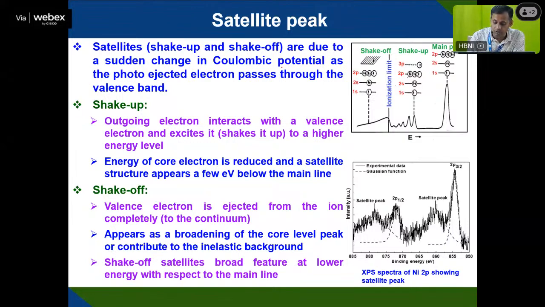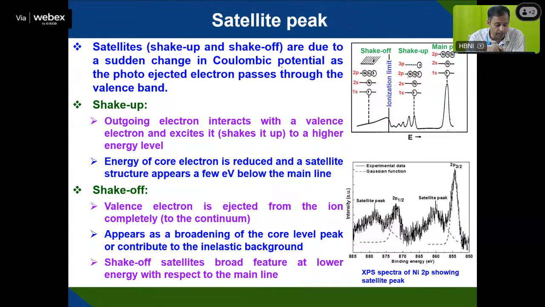So the electron is coming out from here, and due to the sudden change in potential, when the photoelectron passes through the valence band, there may be a sudden change in Coulomb potential. So it will interact with that probability, and you will be able to see that sudden change.